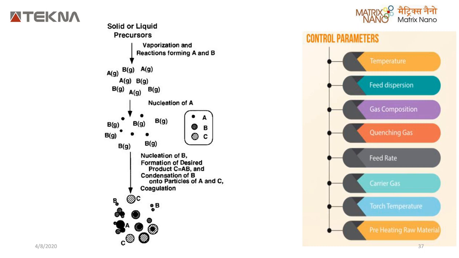Now this is a clear cut slide which shows you again the process on how it goes on the left, wherein I have also defined the parameters that we can control in the process to make your metal oxides, metal carbides, or metal composite nanopowders. Say it can be your temperature, the feed dispersion, which is your feed rate, your gas composition, your quenching gas, your feed rate of the gas, the carrier gas which you're using, your torch temperature, or do you need to preheat the raw material because it has a high calorific value and you want to give it some initial energy also, which is all dependent.